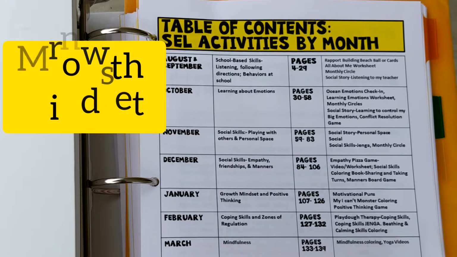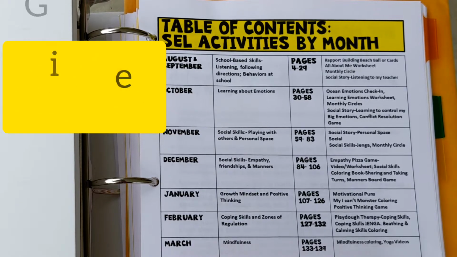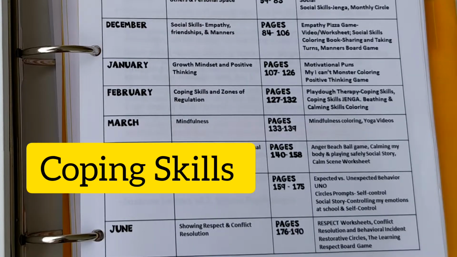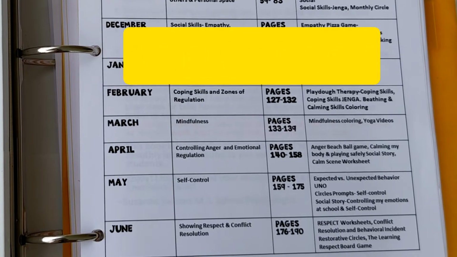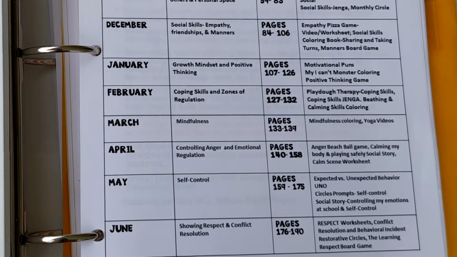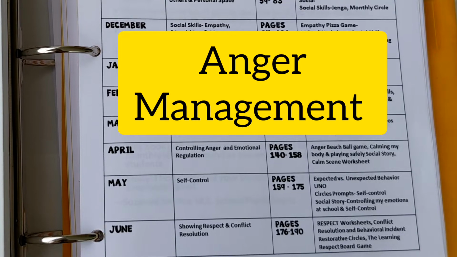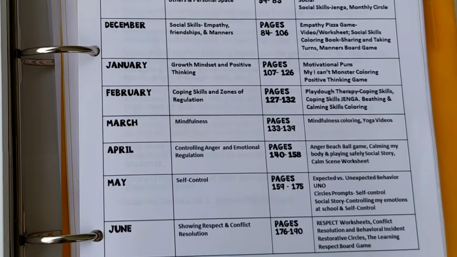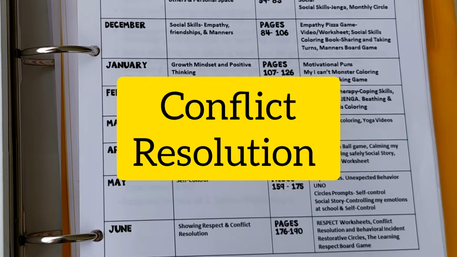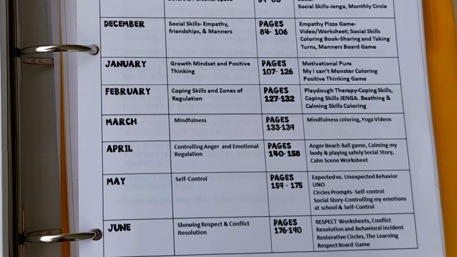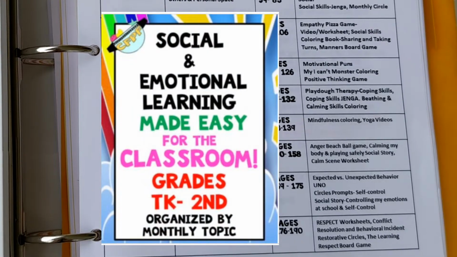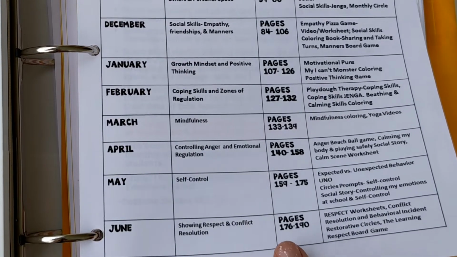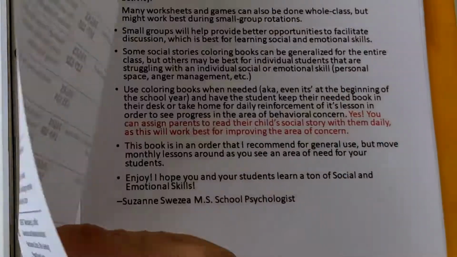In January is a growth mindset and positive thinking focused month. February, students will be learning about coping skills and Zones of Regulation. March is mindfulness. April is controlling anger and emotional regulation. May's focus is self-control, and June's focus is showing respect and conflict resolution. Remember, this is for students age TK through 2nd grade, so everything is age appropriate as far as videos and games and worksheets and all those activities.